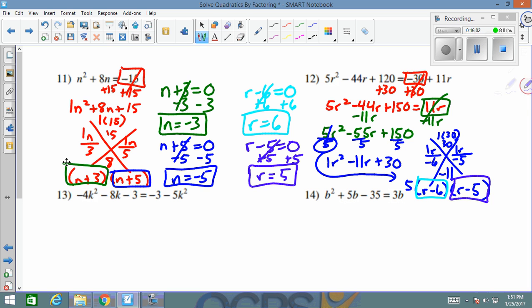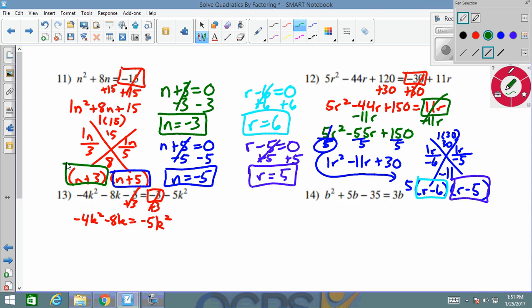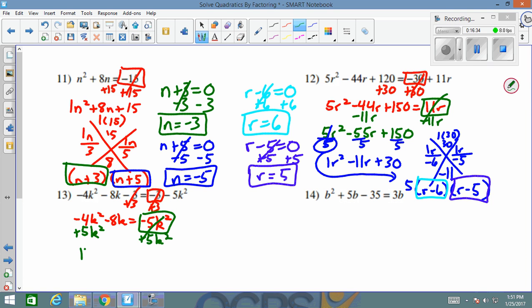Okay, let's do the next one. Okay, start with the negative 3. Add 3. And it's going to get added here. So those cancel out on both ends. So we're going to leave off with negative 4k squared minus 8k equals negative 5k squared. Then we still have that k squared on the right side, so we're going to take care of that. Negative, so we're going to add it. So we get 1k squared minus 8k.